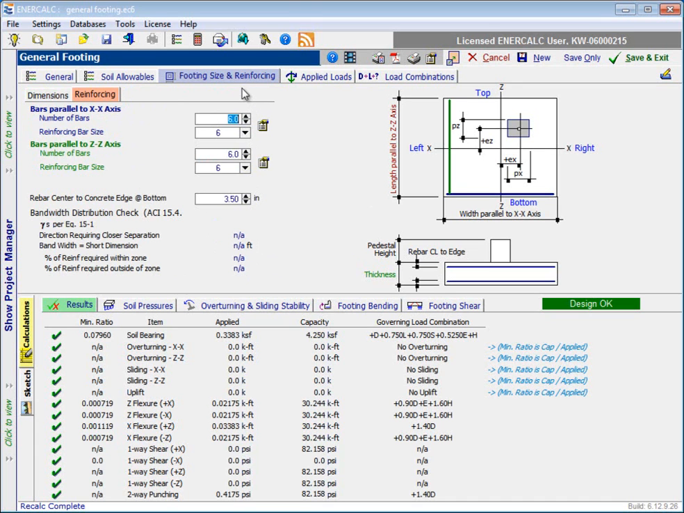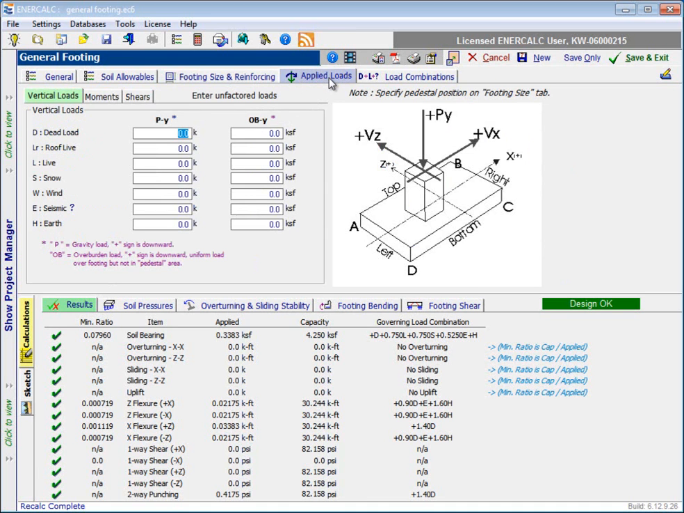That's a thorough look at everything that we have available to us on the footing size and reinforcing tab. We'll certainly come back and revisit this tab again after we apply loads and we look to refine our reinforced concrete design, but for now we'll move on to the Applied Loads tab.